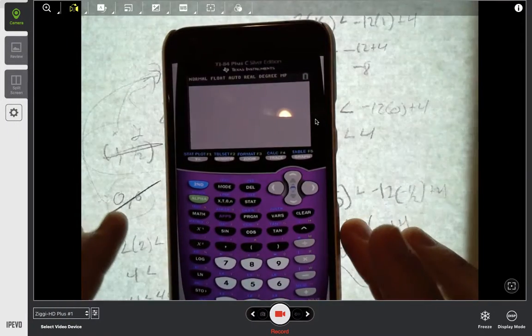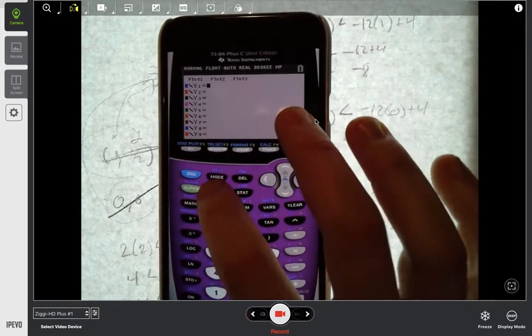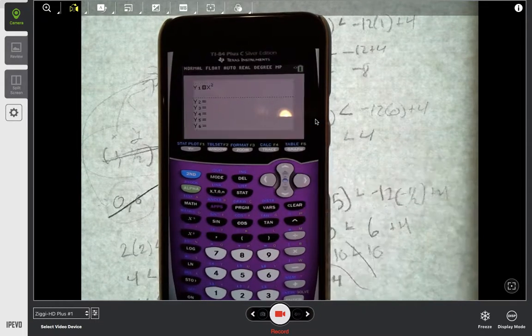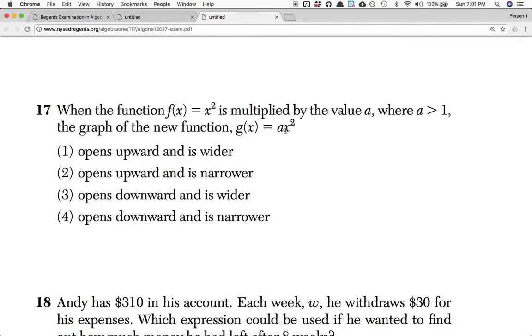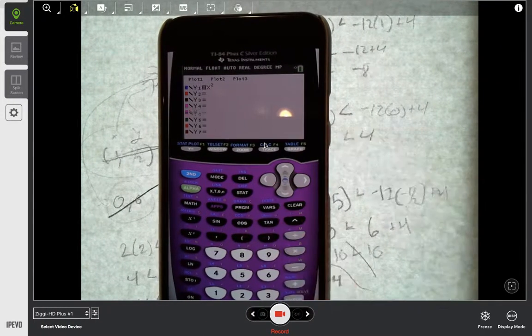So let's get this in the calculator. First, just to see how it looks, let's just graph our x squared and see what that graph looks like. All right, regular parabola as we expect. And now they said you want to do a times x squared, where a is a number that's bigger than 1. So let's keep that same one.